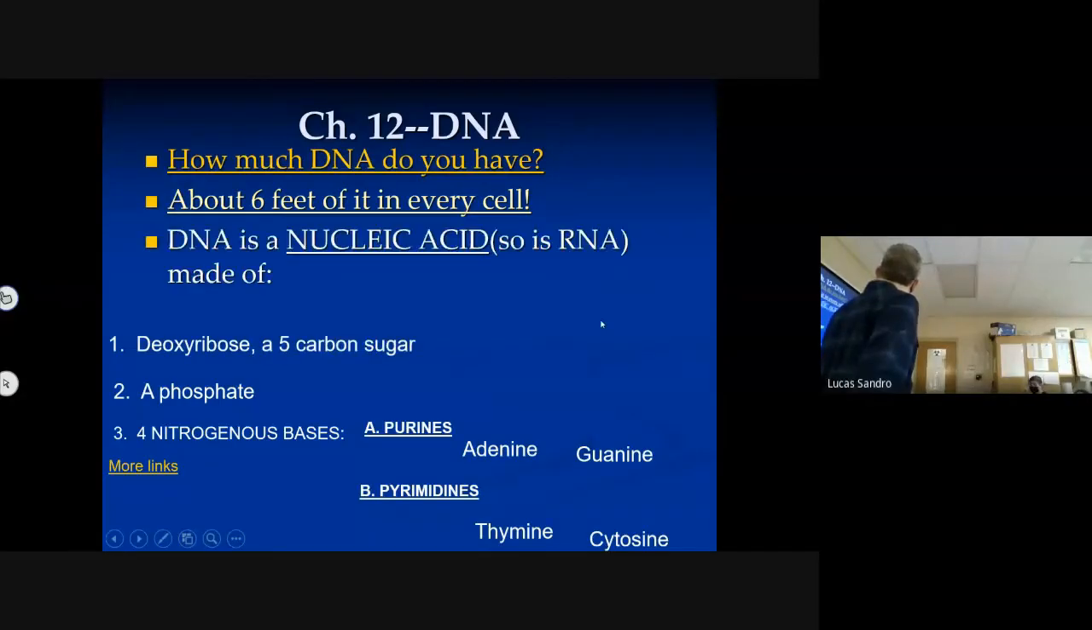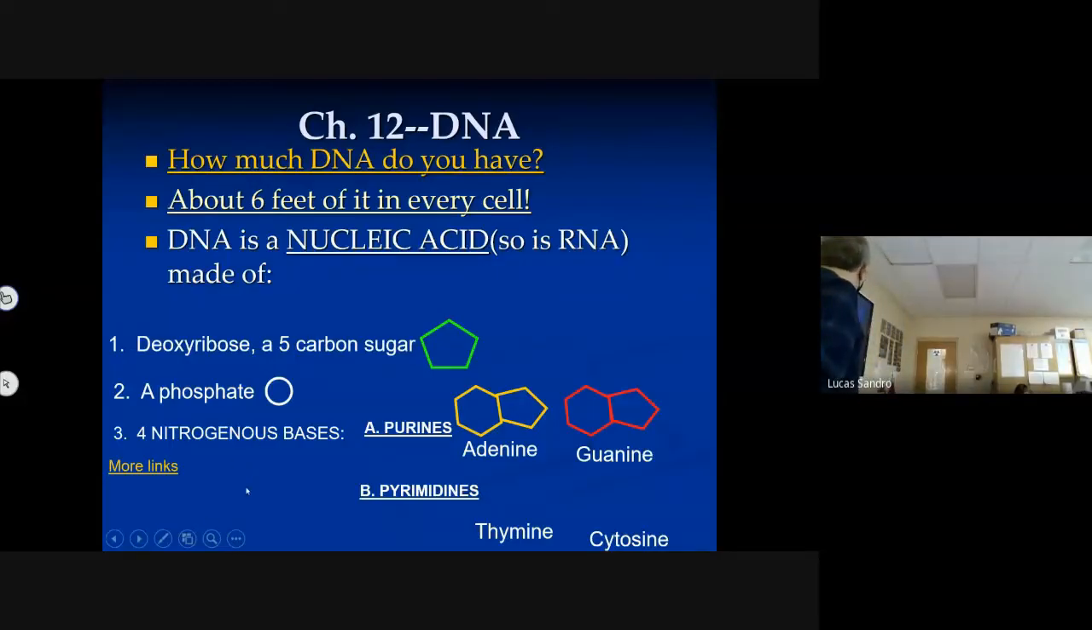All right, DNA is a nucleic acid. That's the chemical group it belongs to. Made of basically 3 parts. One is deoxyribose. There's a phosphate. And then the other part is kind of the changeable part. There's what we call the purines, which have sort of a double ring shape. They're called adenine and guanine. And then there's what we call pyrimidines, thymine and cytosine, which have a hexagonal shape.